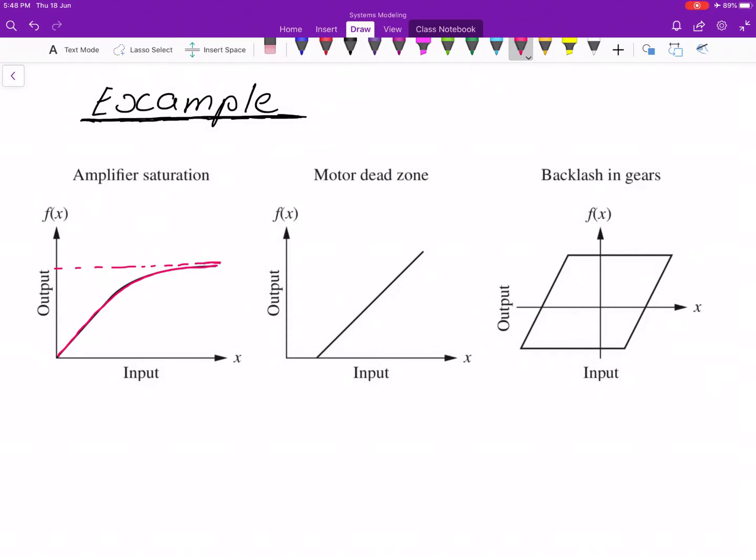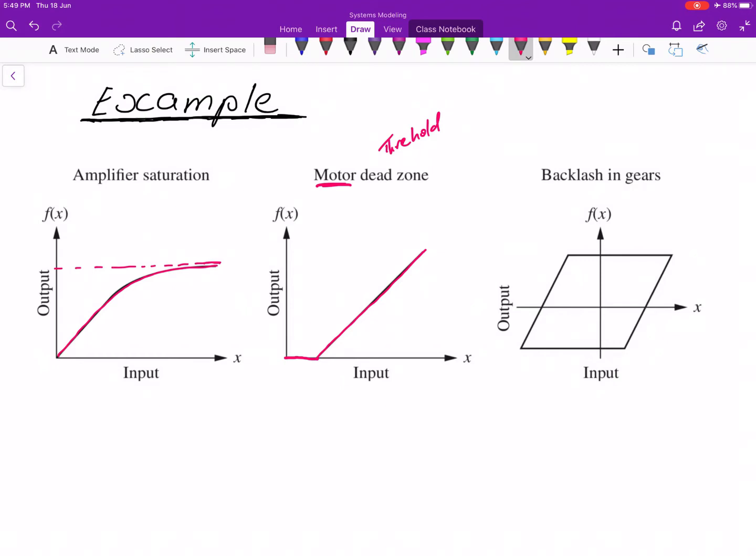Another one is the dead zone, also called the threshold. It means that the output is 0, nothing happens, for a small value of input. Then the output is available only when the input has increased beyond a particular threshold. You'll see this behavior mainly in motors: when you supply a small voltage to a motor, the motor will not respond at that time.